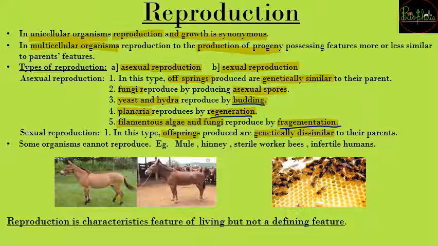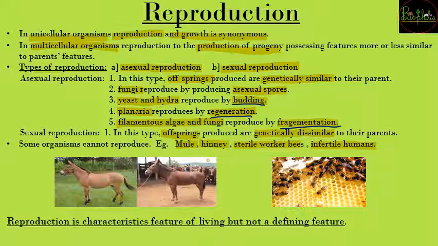Now you need to understand that in some organisms there is no reproduction occurring. अब reproduction नहीं होता है ऐसे कौन से organisms हैं? That is mule, hinny, sterile worker bees and infertile humans. Now these organisms cannot reproduce, but you have studied in earlier classes that all these organisms are still living. But can you say that if they cannot reproduce, वो अब living नहीं हैं? No, you cannot state it like that.